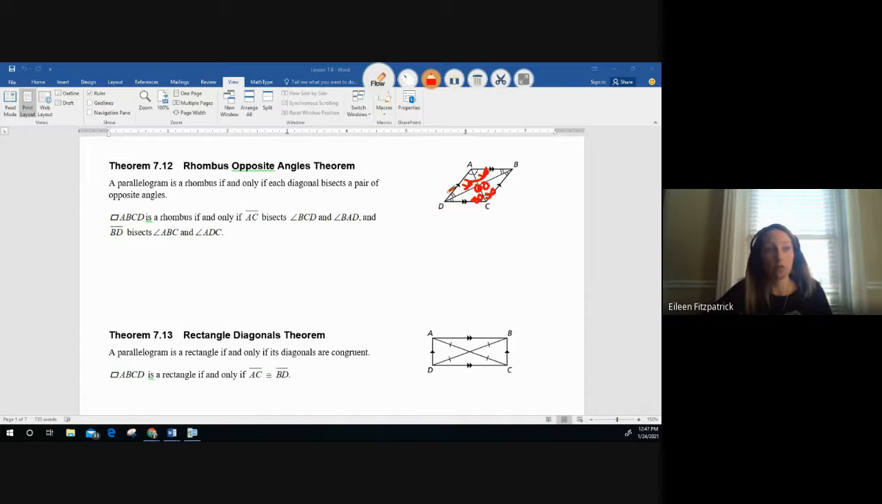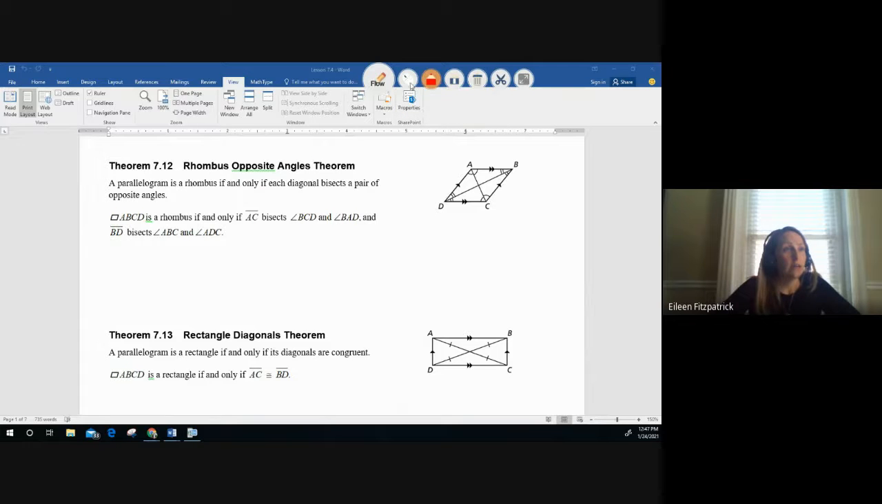And it's the same for angles D and B, which are being bisected as well by the diagonals. All right, so all four of these angles, 1, 2, 3, 4, are congruent, and all four of the other angles, 1, 2, 3, 4, are congruent as well in a rhombus.